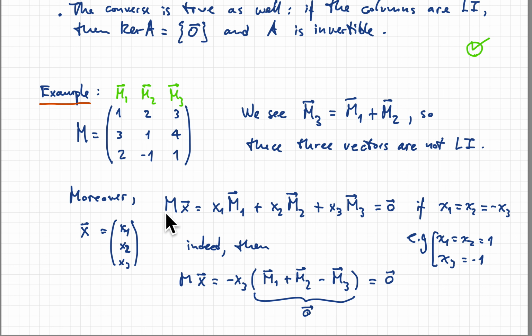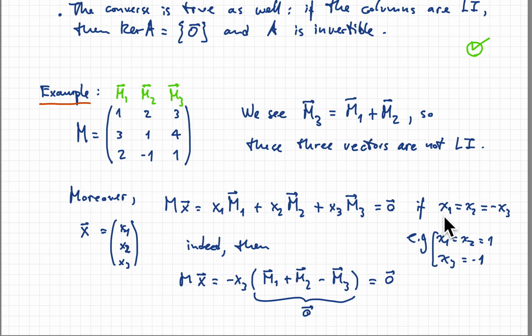Well, applying the matrix M to a given vector x with components x1, x2, x3, then we have x1 times column 1, x2 times column 2, and x3 times column 3. And suppose we force that to be equal to 0. We say, well, let's see which x's we can find that give us a 0 vector. Well, it turns out that that can be accomplished if x1 is equal to x2 is equal to minus x3. And that could be, for example, x1 equals x2 equals 1 and x3 equals minus 1. That satisfies this equation.